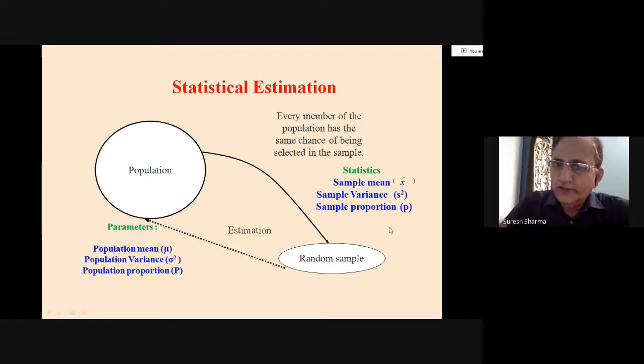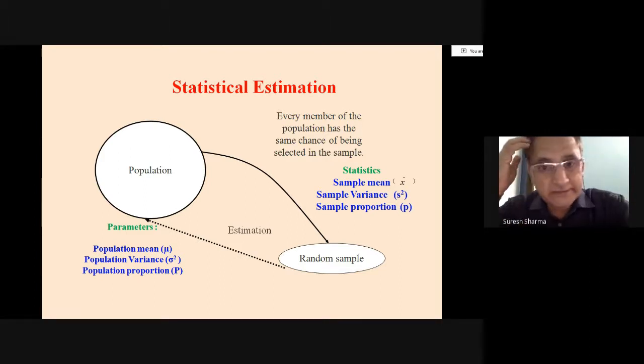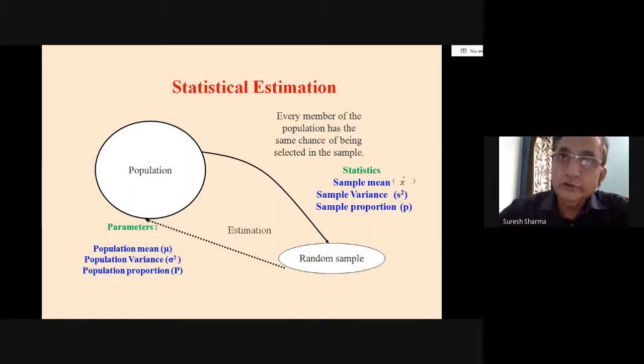Okay, so hopefully the first word is clear. Now the question is, whatever estimates you have obtained by using different sampling techniques, X bar, S square, P, whether they are good estimates or bad estimates. What is the meaning of this? That means I need to test it. So before testing, we need to frame a hypothesis. That's why we need to test hypothesis. So I will discuss the hypothesis.